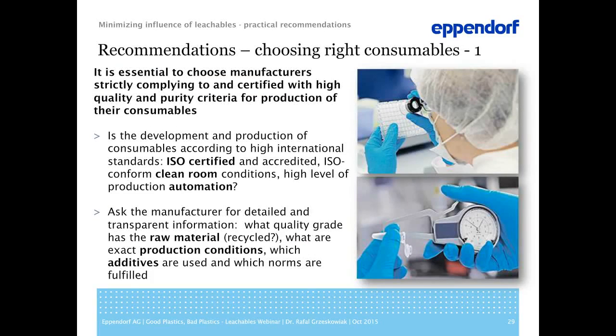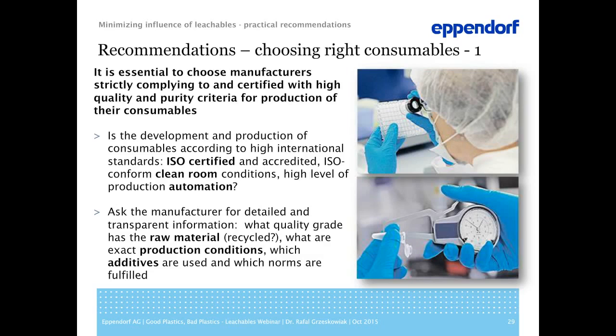And so actually one of the most important practical recommendations on how to minimize the influence of leachables is to choose the right consumables. And firstly, there are many companies manufacturing consumables with various technologies and production standards. It is therefore essential to choose those manufacturers who comply with high international quality and purity criteria and are certified. And there are some important questions you definitely should ask and get positively confirmed before choosing a consumable from a given manufacturer. And this is what you see in the slide.